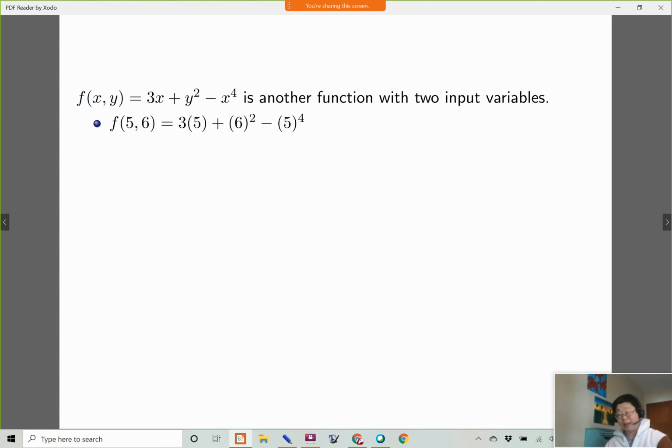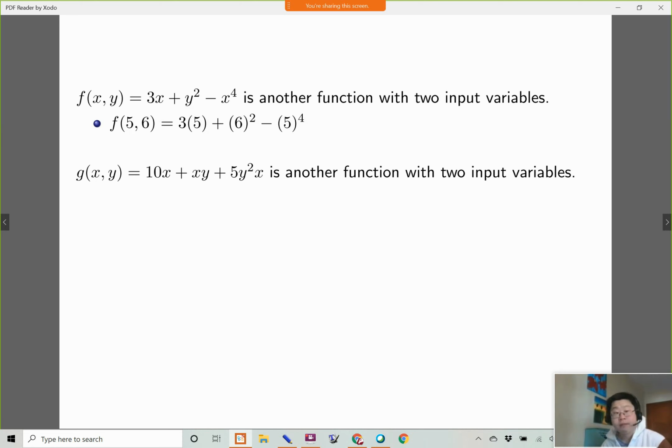I didn't bother simplifying the number this time, unlike the previous example we just looked at. But whatever number that would be in a calculator, that would be the output, right? So 5 is the x input, 6 is the y input, and then whatever number this is, we'll call that the z output.